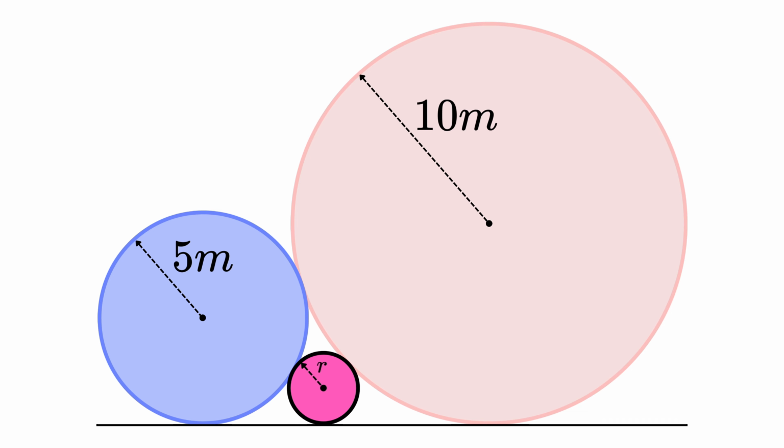We have 3 touching circles, one with a radius of 10 meters, the blue one's radius is 5, and one that we're trying to figure out. If you want to try this problem on your own, pause the video now, because we're about to begin.